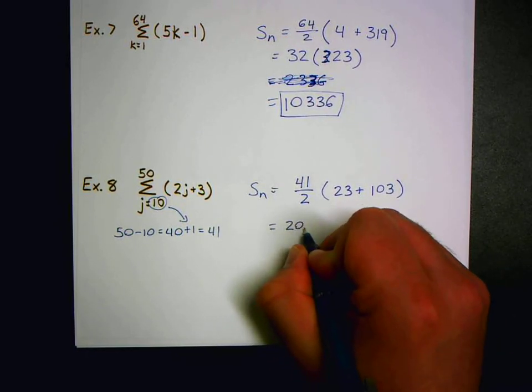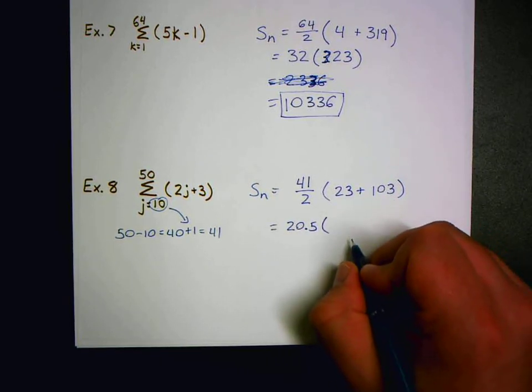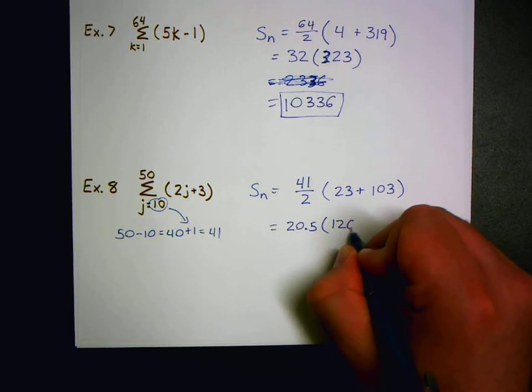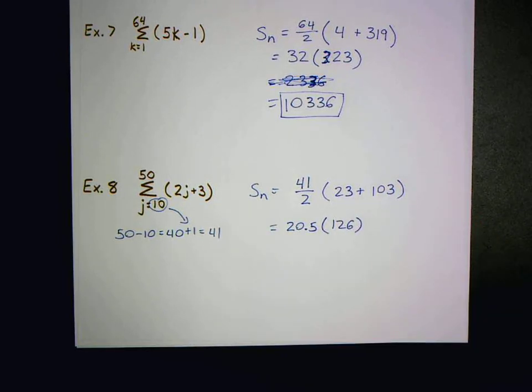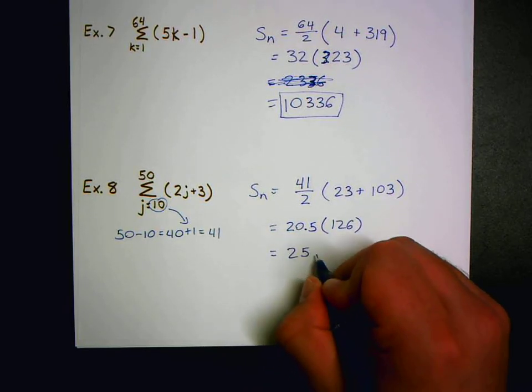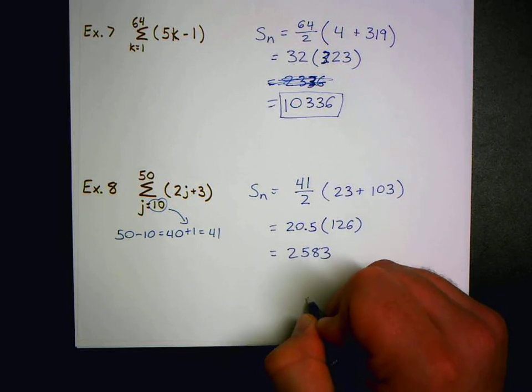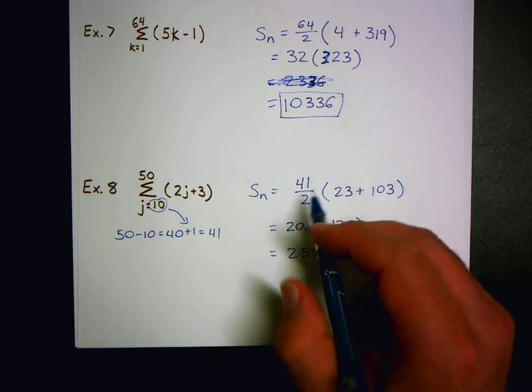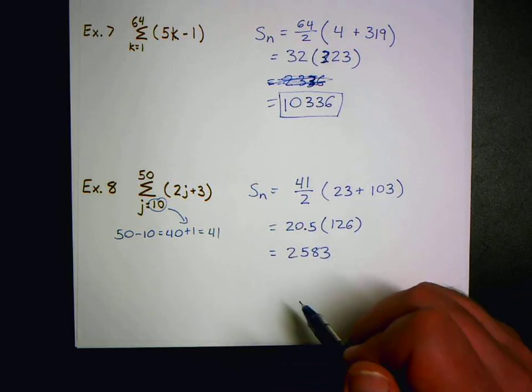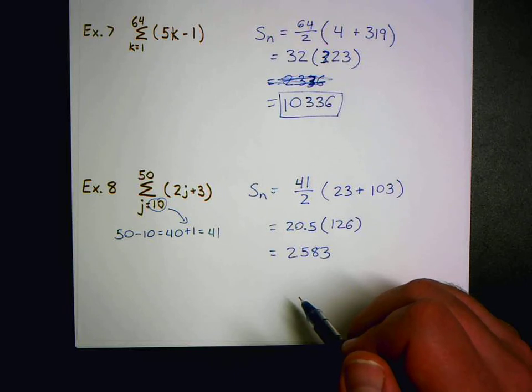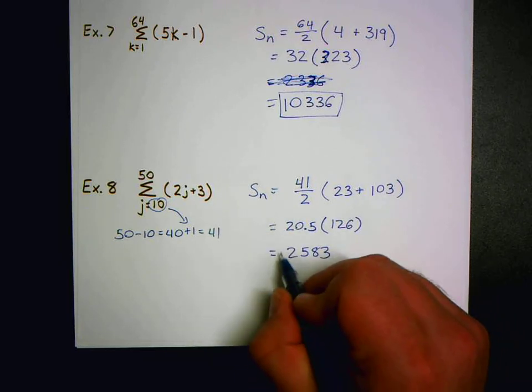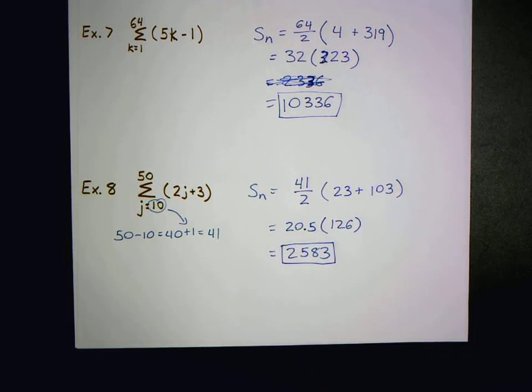So this time I have 20.5 times 126. 2,583. Yeah, it doesn't matter. It's all just arithmetic. If you want to, you could take that 2 and divide it into that and make that 63. That's fine. Okay, so that's it.